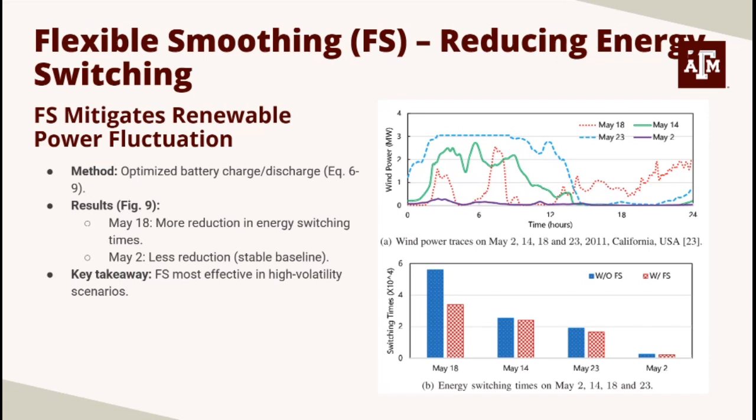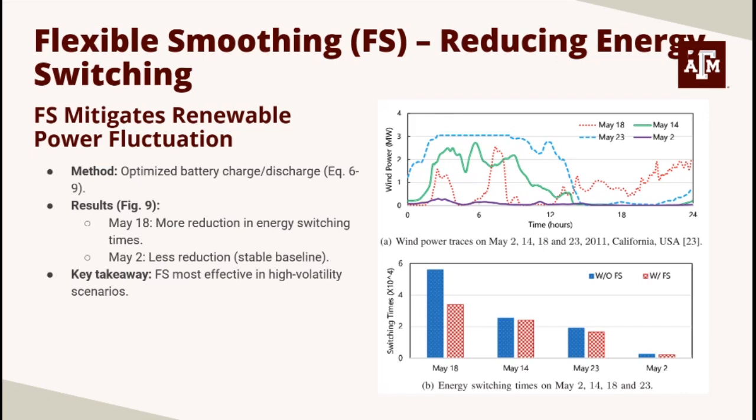Figure 4 clearly shows the smoothing effect. Raw wind power with sharper spikes and dips becomes a steadier supply after processing. This stability is crucial for grid and system reliability.